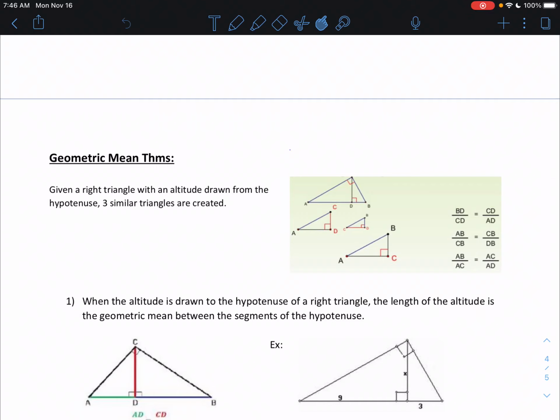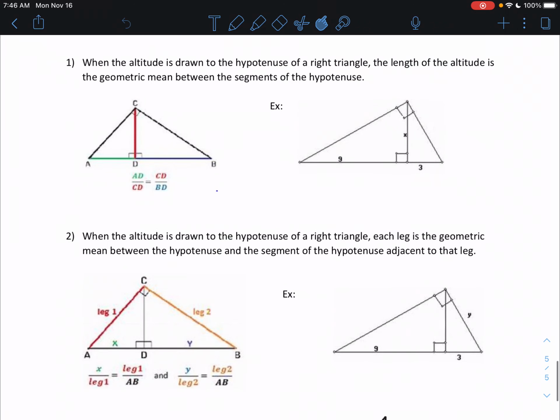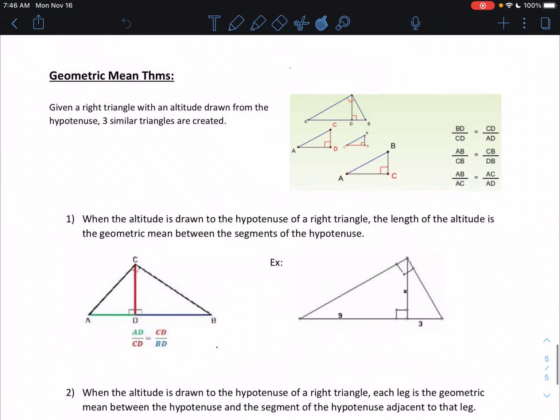So today we're doing the last page of the week 11 notes. And the last page is about geometric mean theorems. And geometric mean theorems are going to be important in this upcoming chapter, and this upcoming chapter is right triangle trigonometry. So these are kind of like the end of the similar triangles and the beginning of right triangle trigonometry. It's sort of like it uses both concepts in one.